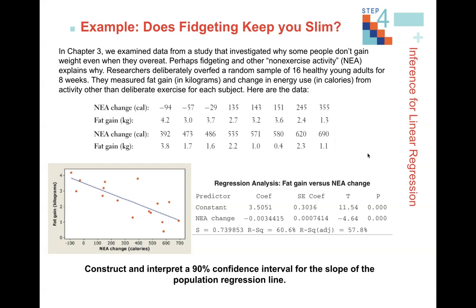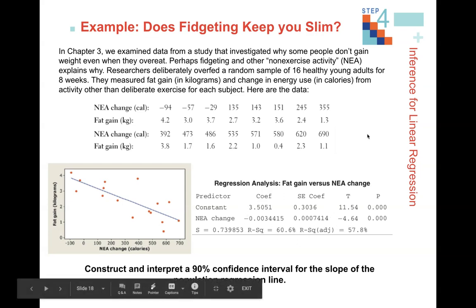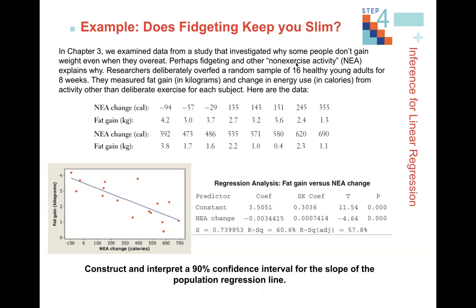So now let's do one more example with NEA, non-exercise activity versus fat gain. We have the Minitab output right here. So can you go ahead and real quick put together a confidence interval for this? Remember that n is equal to 16 in this case.